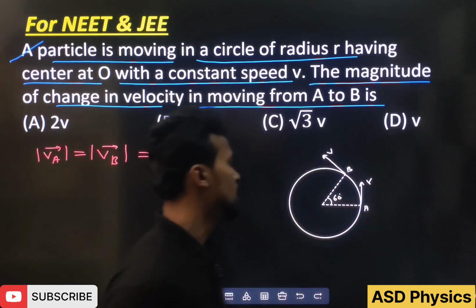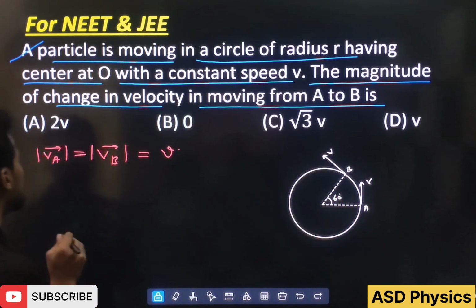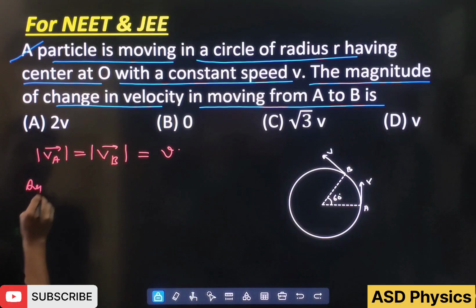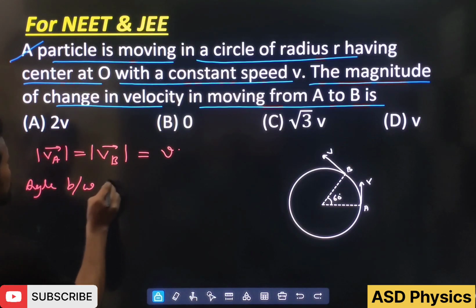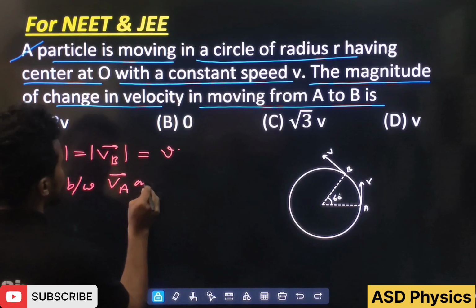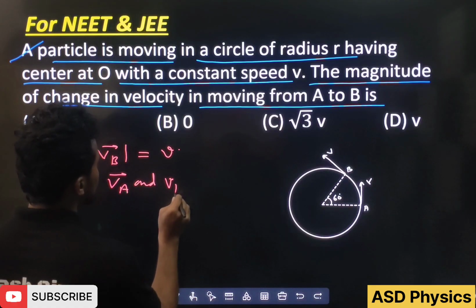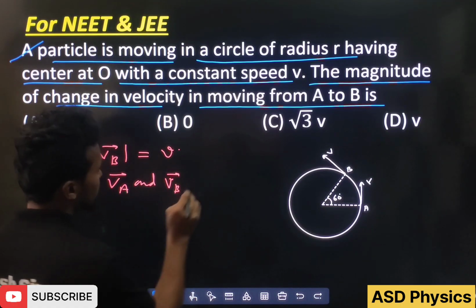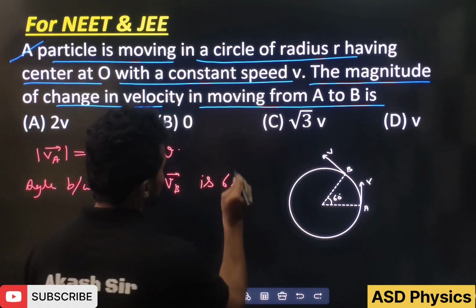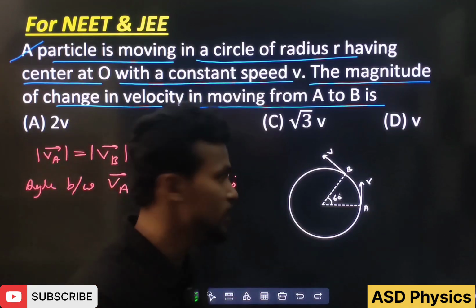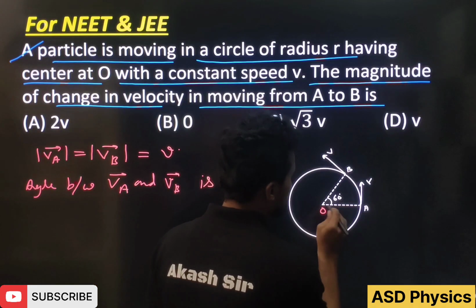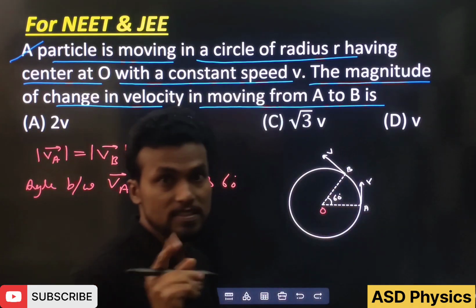Here v, here v. Can you see very well what is the angle between VA and VB? Angle between VA and VB here, is it? So when you check out very well here, this angle between VA and VB will be how much here? 60 degree. Here you have to remember that one theorem. You can see here the angle between OA and OB how much is? 60 degree.